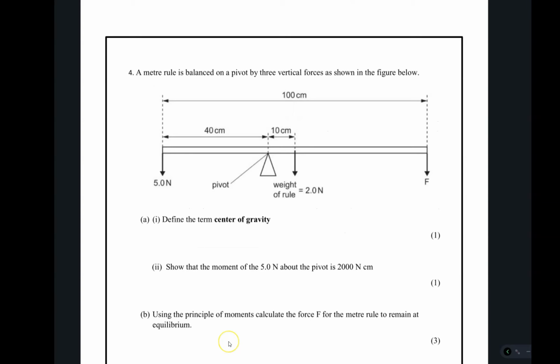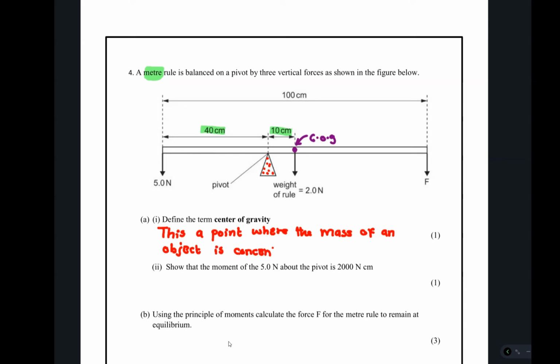So we are going to identify that, and we are going to say that center of gravity can be defined as the COG. Of course, that's where the COG is, because we are told it was a meter rule, it is 100 centimeters. So the center is going to be where we have the 50 centimeter mark. One part we have 40, we have 10, then that makes 50. So the COG is at that point. And then now we can go ahead and write this definition. This is a point where the mass of an object is concentrated.